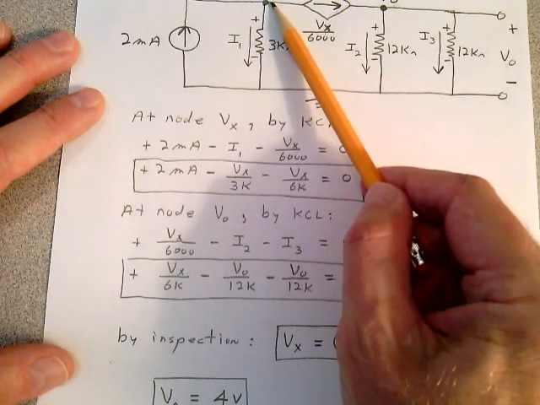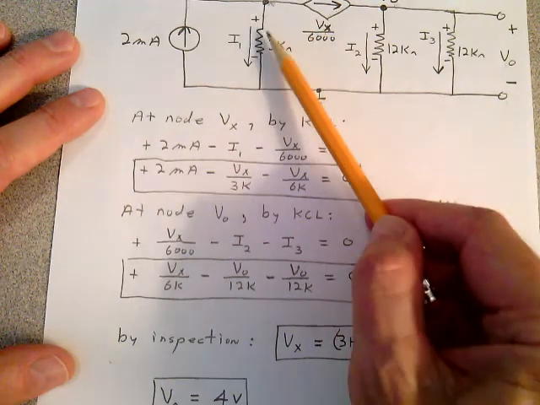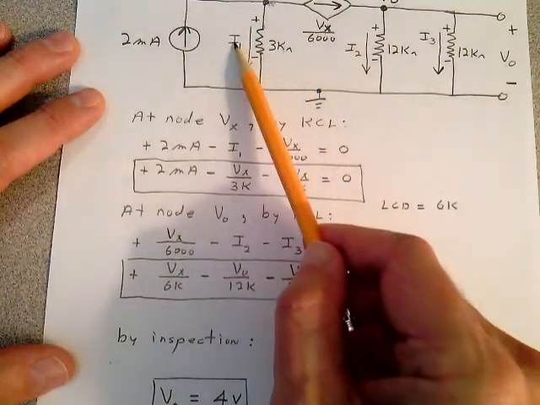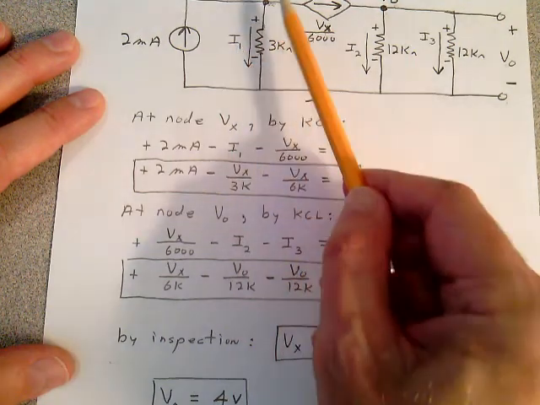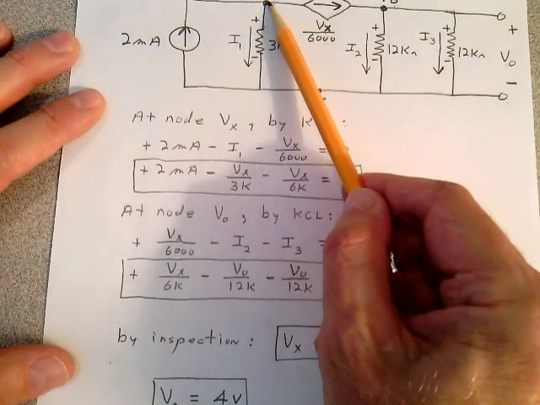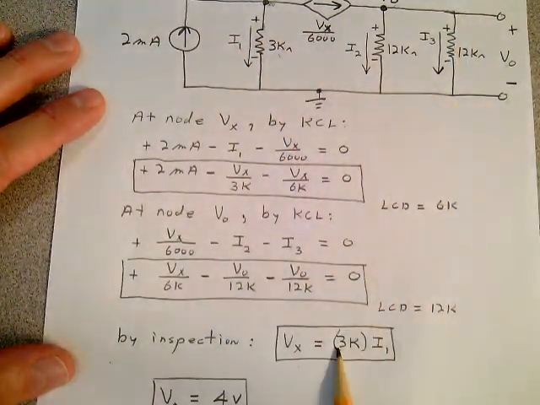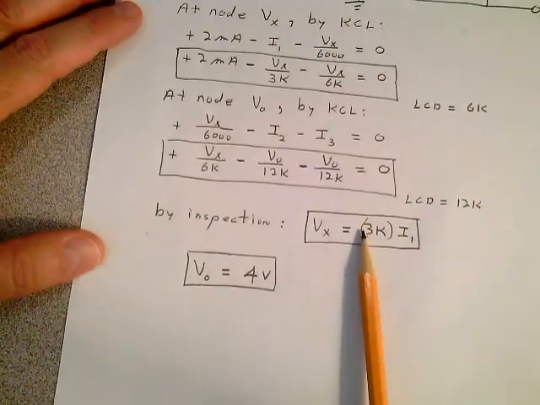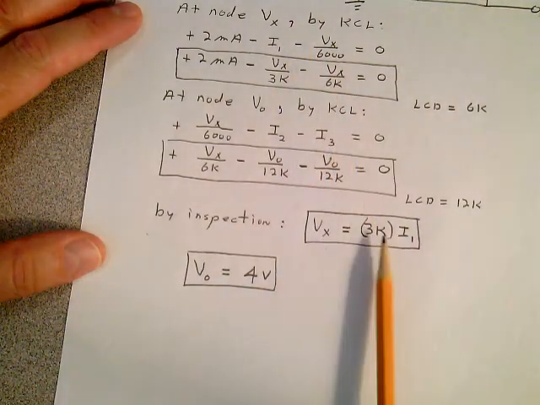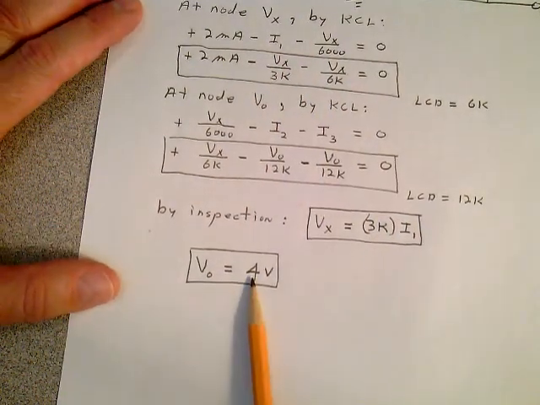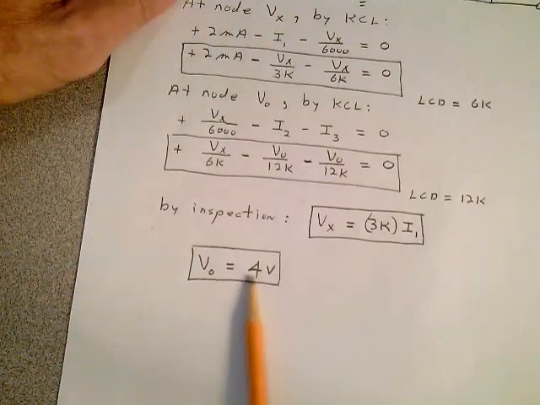It's Vx. And we know Vx is equal to the current times that resistance. If this is a ground reference and we already know this is I1, the voltage at this point has to be 3K times I1. That's Ohm's law. And then solve the equations through substitution or whatever technique you need. V out is 4 volts. And that's that problem.